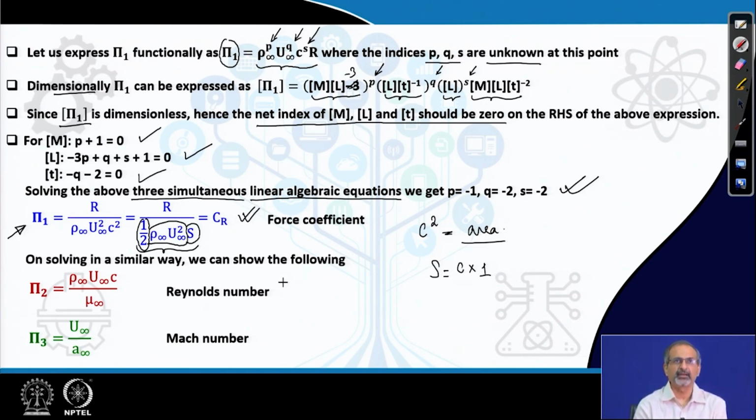In a similar manner, if you solve the problem for pi 2 and pi 3, this is what you are going to end up getting, which you should again try doing independently. What does this define? It defines Reynolds number based on the chord of the airfoil. What does this define? It defines Mach number.